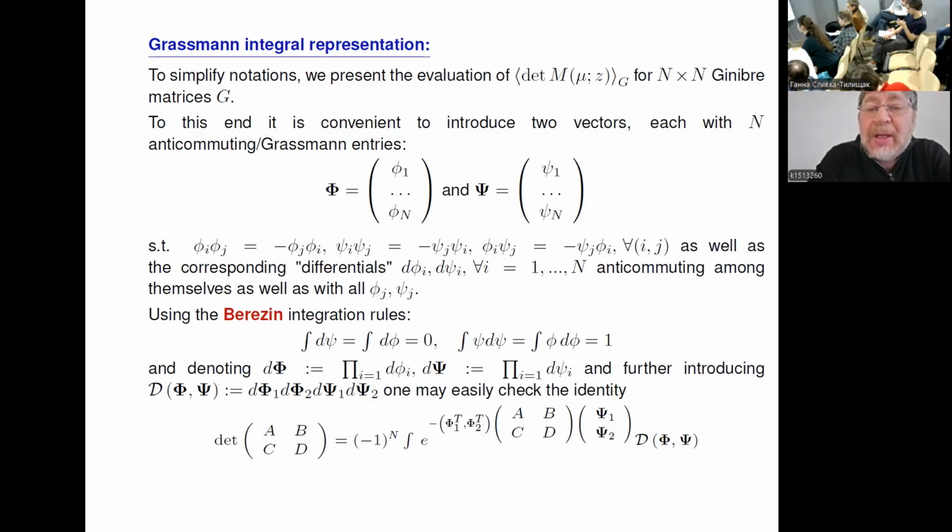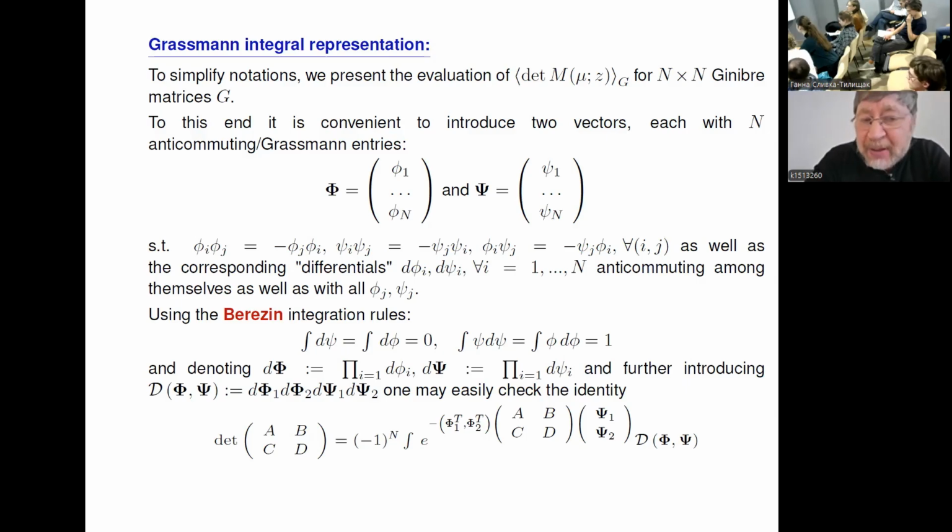And for our goals, we also need to introduce so-called Grassmann differentials, which are in fact also anti-commuting variables, which anti-commute between themselves and anti-commute with all phi's and psi's.